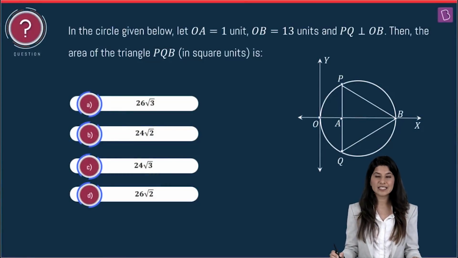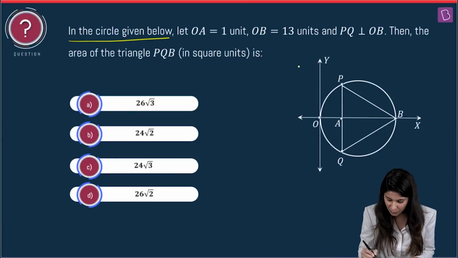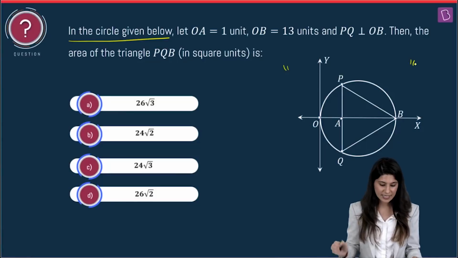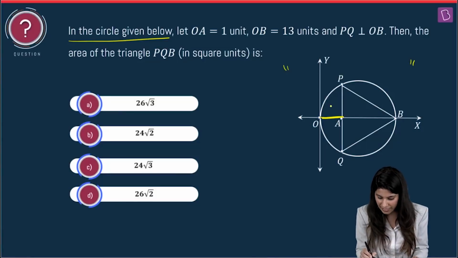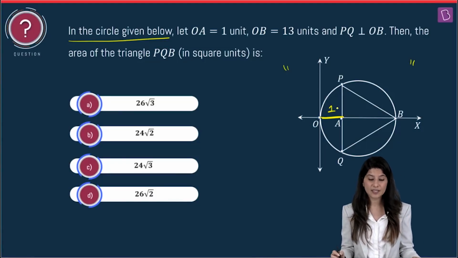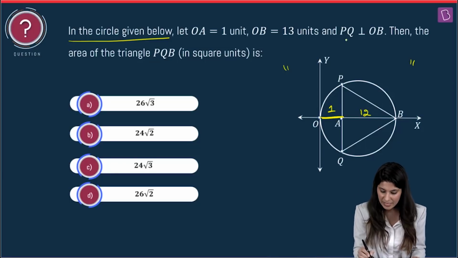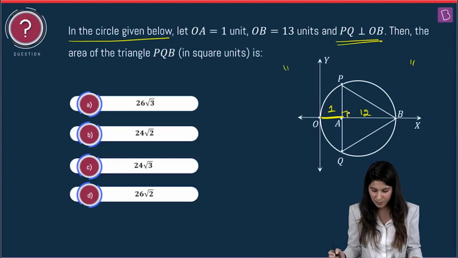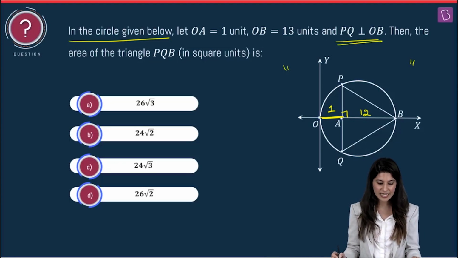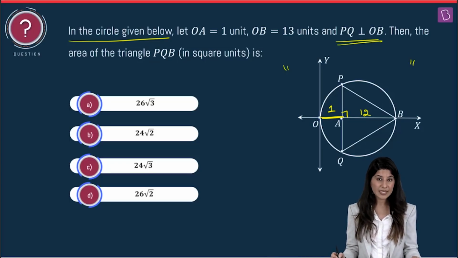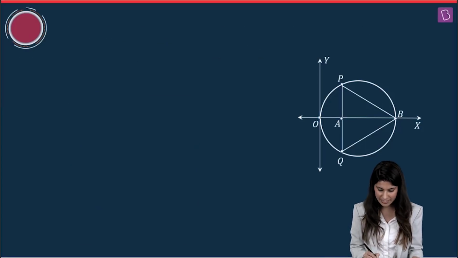From the world of circles, we have our question which says, in a circle given below, this is the diagram, right? In a circle given below, OA is 1 and OB is 13. If OB is 13, that means AB is 12. PQ is perpendicular to OB. Then we need to figure out the area of triangle PQB. Okay, let's begin.